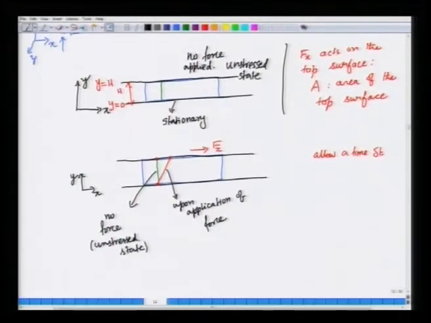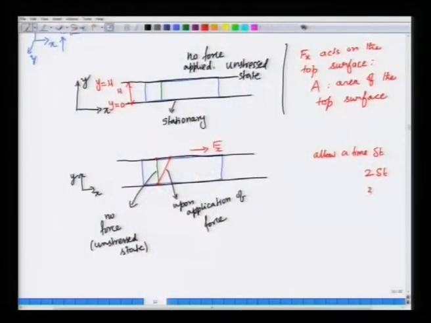Whereas, this red line is when you apply a force and then you record the motion or location of this line at a time delta t. Now, imagine applying this force continuously on the top surface, and let us try to understand what will happen to this red line as you continuously apply the force.